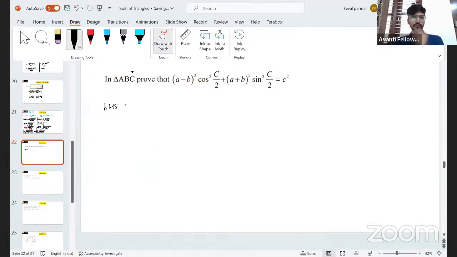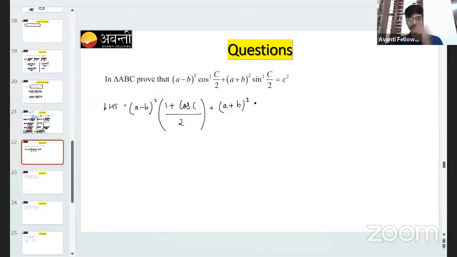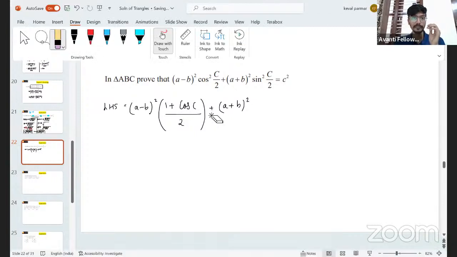Right? So here I can write a minus b the whole square, and this I can write as 1 plus cos c the whole upon 2 plus a plus b the whole square. I again got a better method.